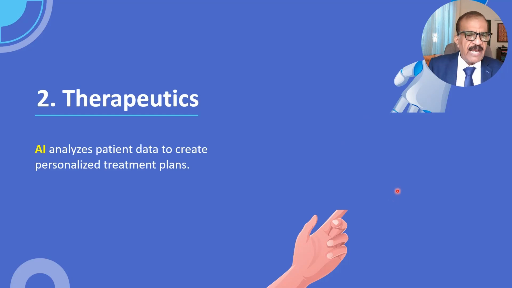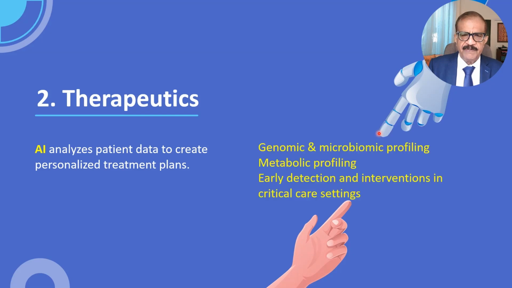Next step after diagnostics is therapeutics, and mostly our medicine consists of diagnostics and therapeutics. So, the second most important area of clinical medicine: therapeutics. Let's see if AI has some role in this area.